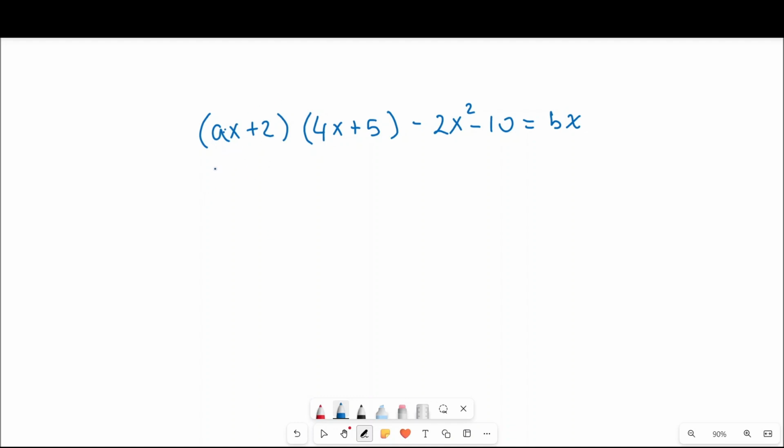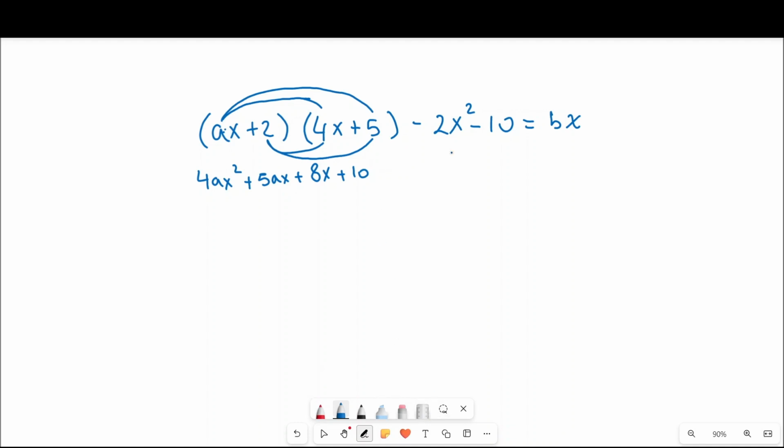So to begin, we're going to have to expand these two brackets, so that's going to give us 4ax² + 5ax + 8x + 10. I got this using the FOIL method: we get 4ax² by multiplying ax times 4x, we get 5ax by multiplying ax with 5, we get 8x by multiplying 2 by 4x, and we get 10 by multiplying 2 and 5.